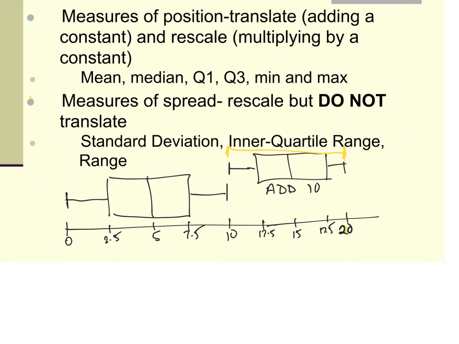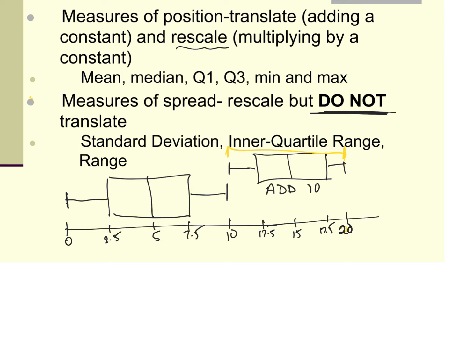But if I do the rescaling, that's multiplied by a number. When we translate, that's adding a constant. We've translated graphs in Algebra 2. The rescaling is like shrinks and stretches, to be honest, but we affect the measures of spread differently when we rescale. So the translations did not affect the measures of spread.